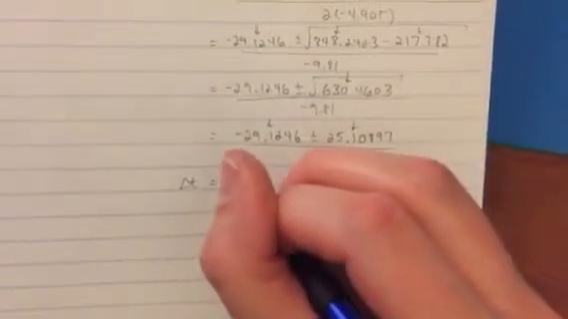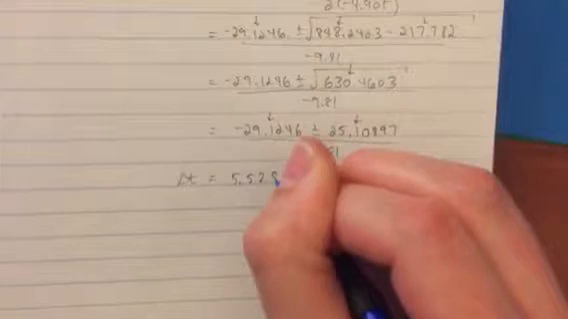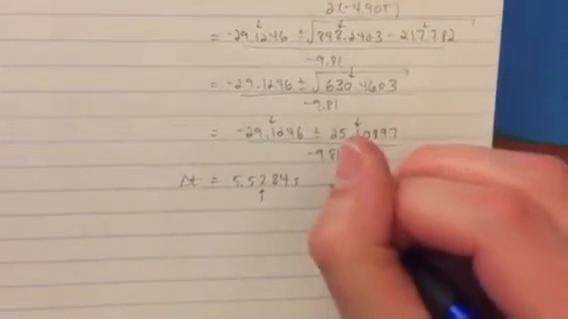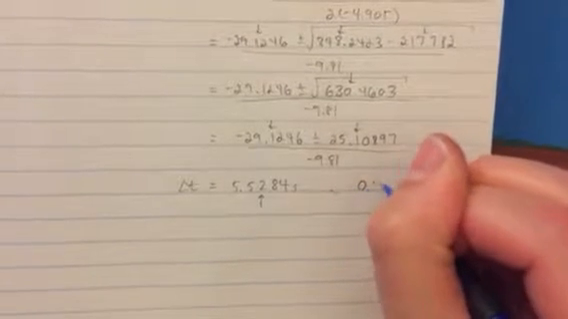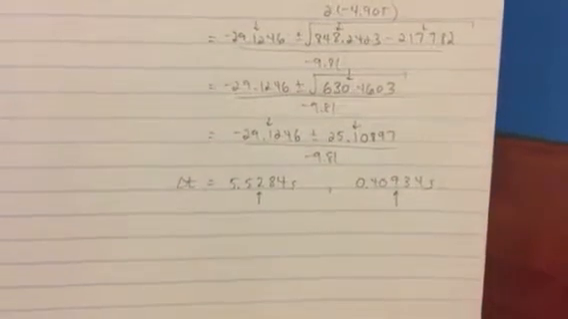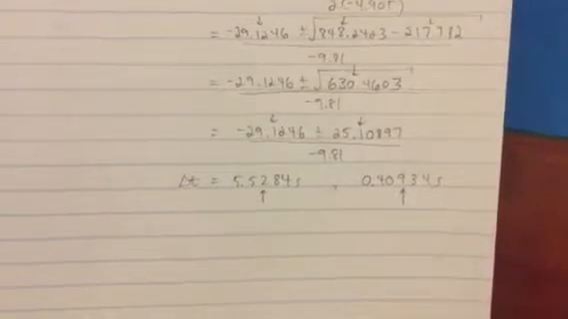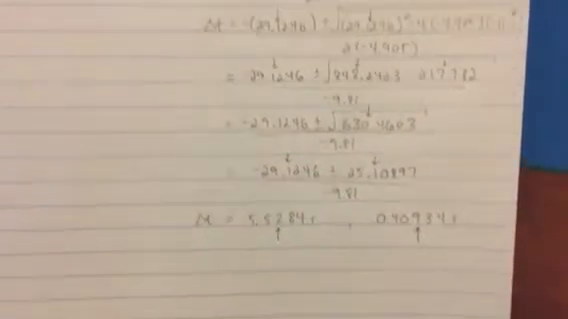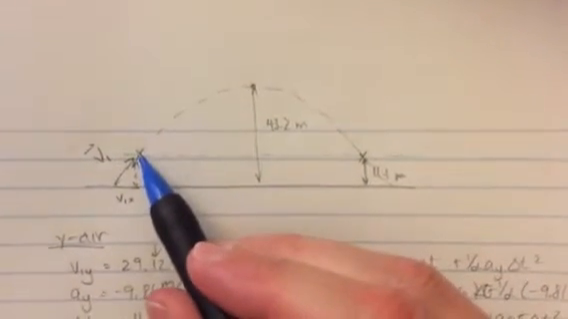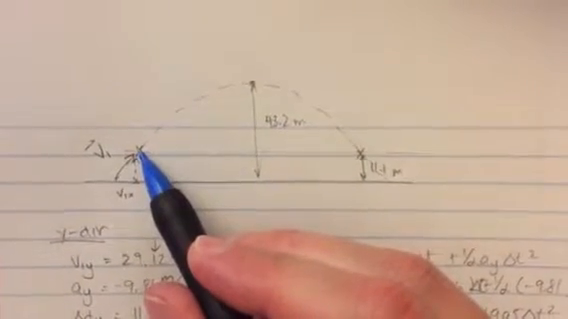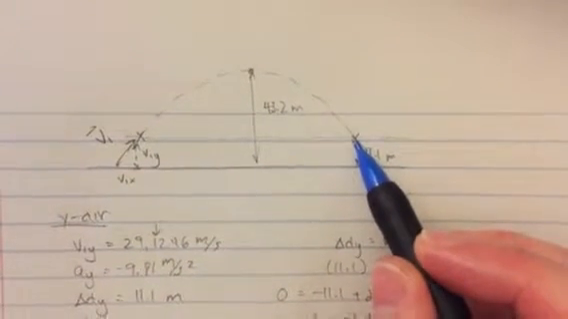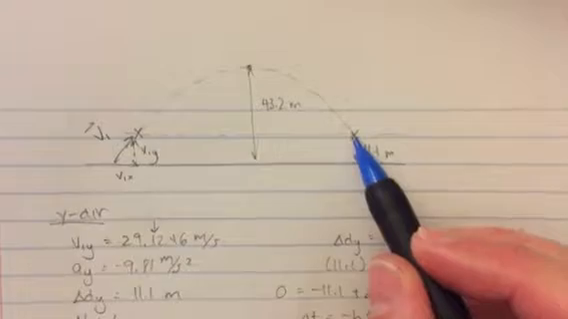And the first time I get is 5.5284 seconds, rounded to three significant figures. The second time I get is 0.40934 seconds, rounded to three significant figures. And if I compare that back to my diagram at the front, that makes sense. Shortly after launch, it hits 11.1 meters for the first time, and then when it almost hits the ground, it reaches 11.1 meters above the ground again.